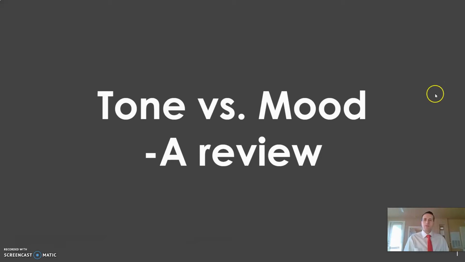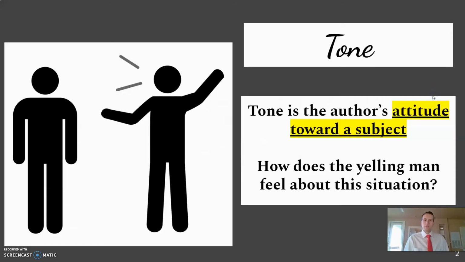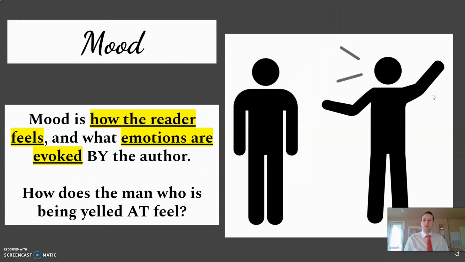Tone and mood. A review. Tone is the author's attitude toward a subject. How does the yelling man feel about this situation? Mood is how the reader feels, and what emotions are evoked by the author. How does the man who is being yelled at feel?